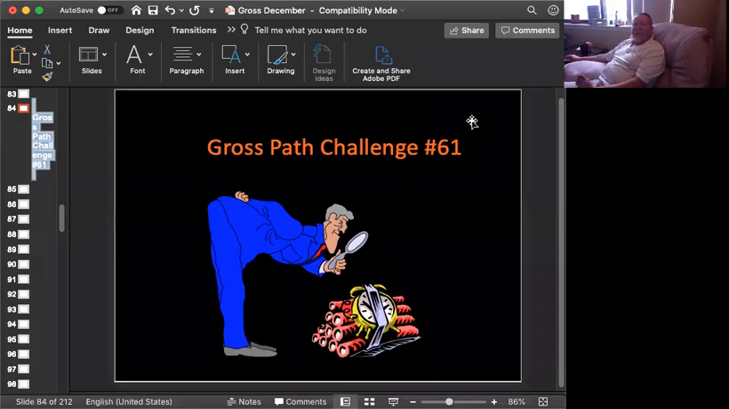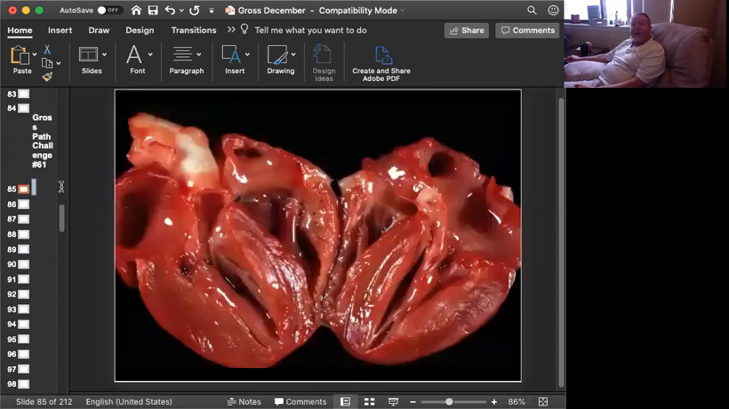Well, hello, it's Bruce Williams again, still sheltering in place, sitting here in my easy chair, and it's time for Gross Path Challenge number 61. If you're ready to go, I sure am, and here is slide number 1, which is tissue from a cat. How about a morphologic diagnosis and name the condition?